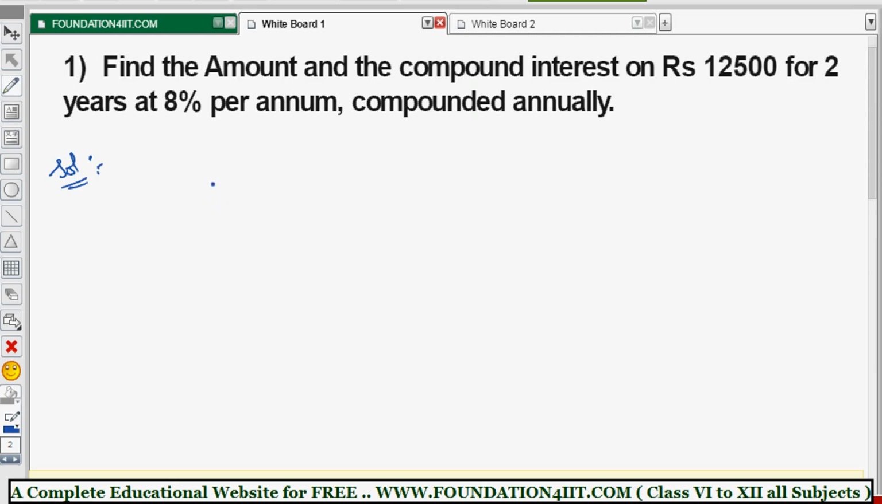You have taken 2 years. First of all, with the given data we need to write the principal for the first year. That given data is rupees 12,500. And the interest for the first year we need to find out first, because in compound interest, the first year interest will be added to the next year's principal. This is the method as we learned previously.